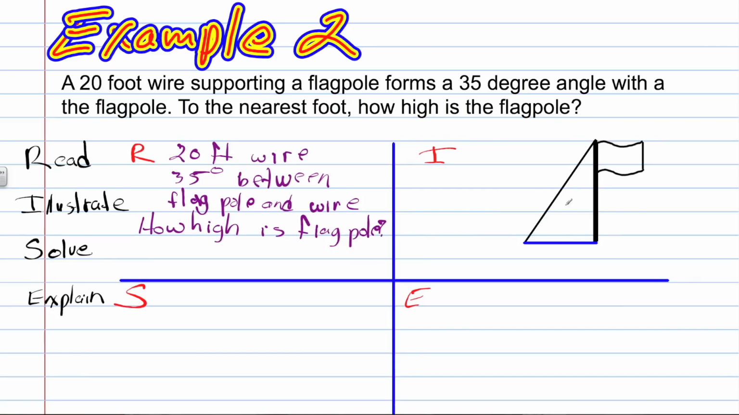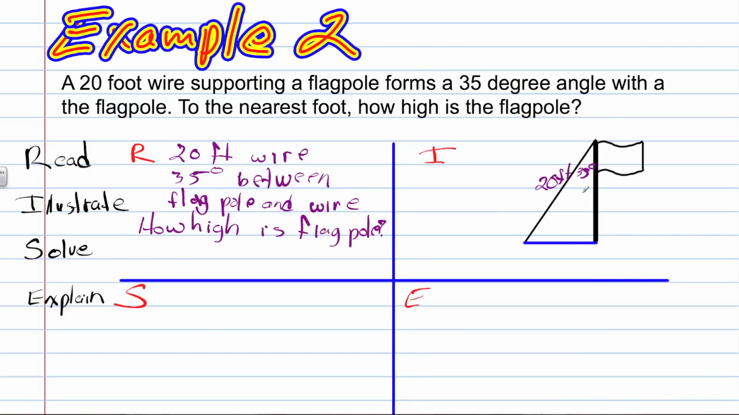Okay, over here in the Illustrate, I already got a diagram started for us. Here we have a flagpole. We can see the flag. What we know is that this wire is 20 feet long. We know this angle between the wire and the flagpole is 35 degrees. What we want to figure out is how tall the flagpole is.